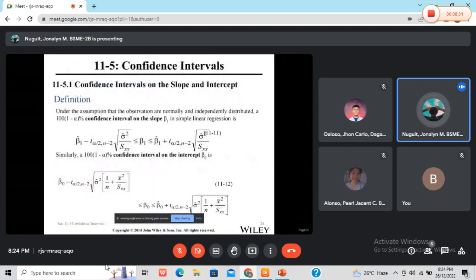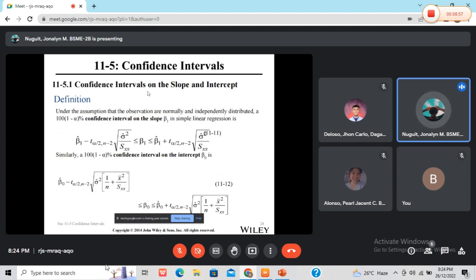The next is confidence interval. Confidence interval means the probability that a population parameter will fall between a set of values for a certain proportion of times. Some statisticians use this to measure uncertainty in a sample variable.